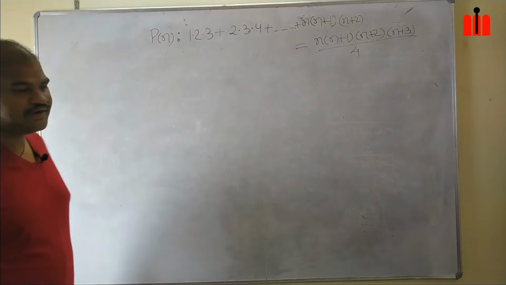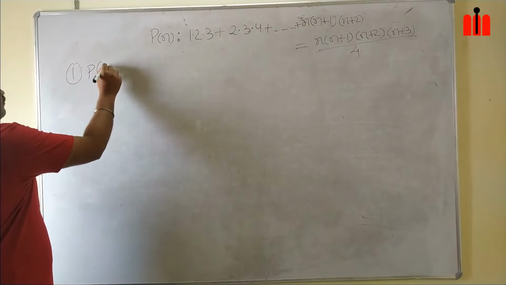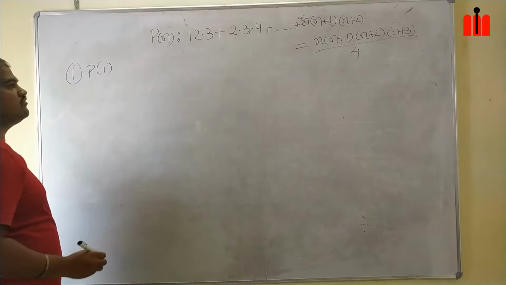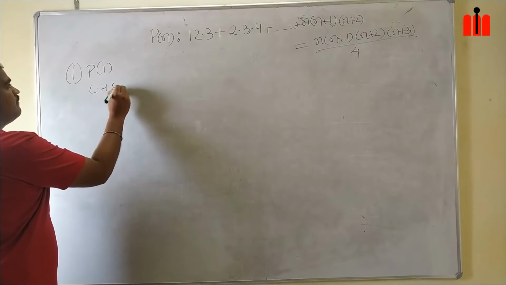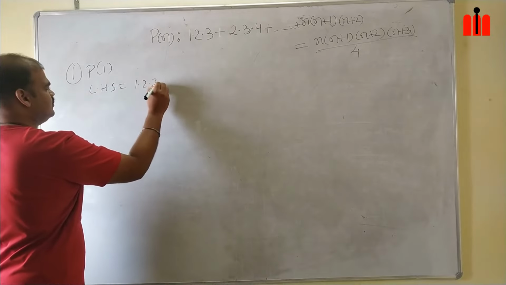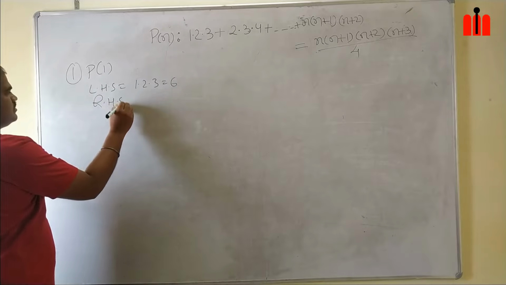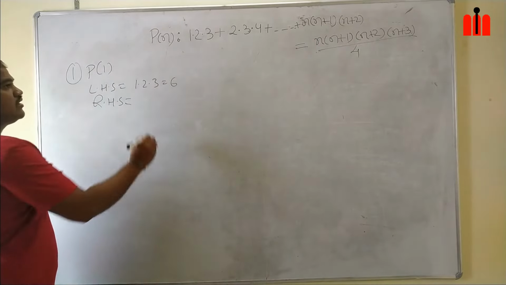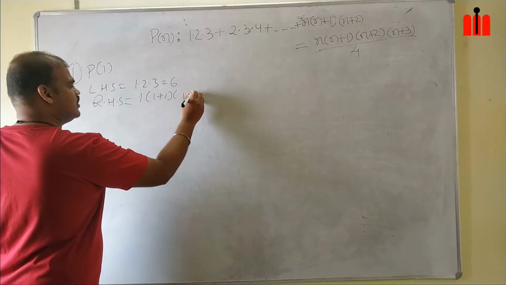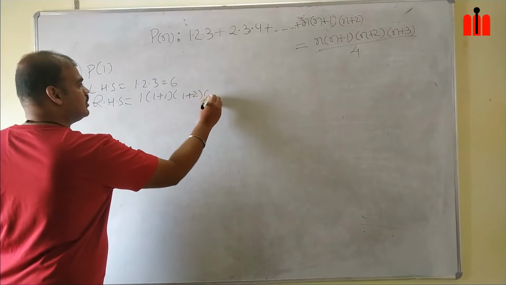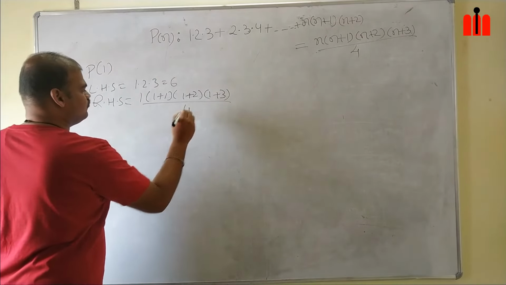Chalo, let's get started. So first step is of P1. For P1, what will be my L.H.S? My L.H.S will be 1 into 2 into 3, which will be 6. What will be my R.H.S? My R.H.S will be 1, 1 plus 1, 1 plus 2, 1 plus 3 by 4.